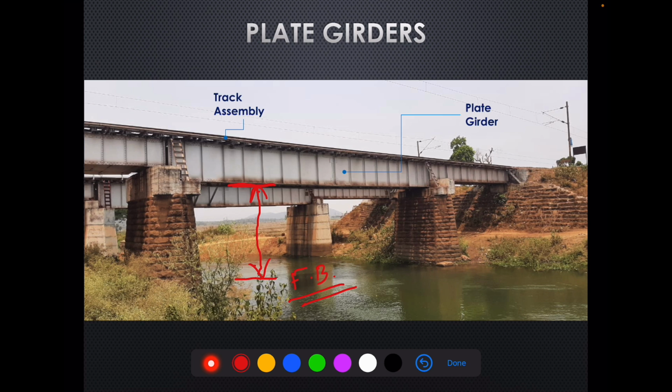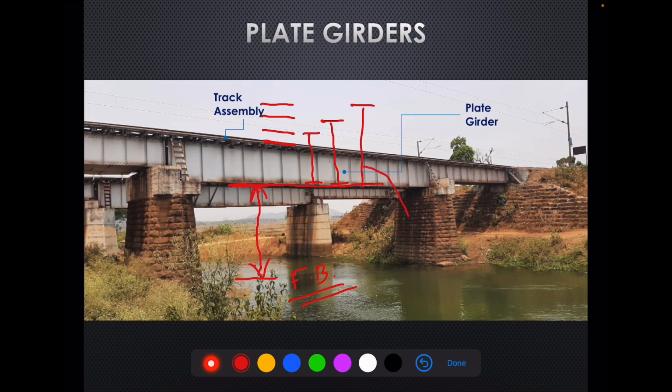Now, what is the option? So if we increase our span from here, so suppose this is our limit beyond which down we cannot go. So if we increase our span, now the rail level which is currently here will come somewhere here. If we again increase, then it will come over here, then it will come over here. So like that, the depth of the plate girder will keep on increasing. So it creates two problems.